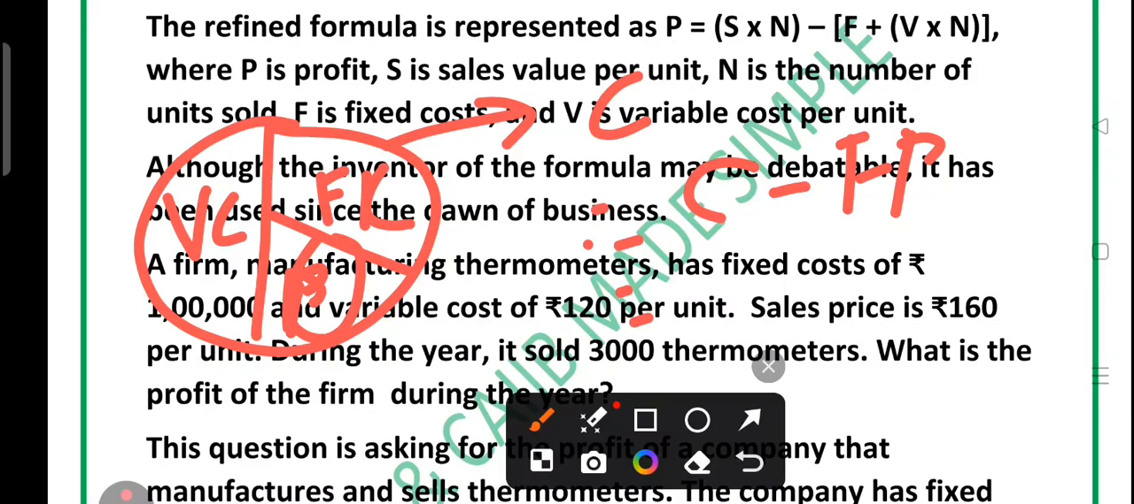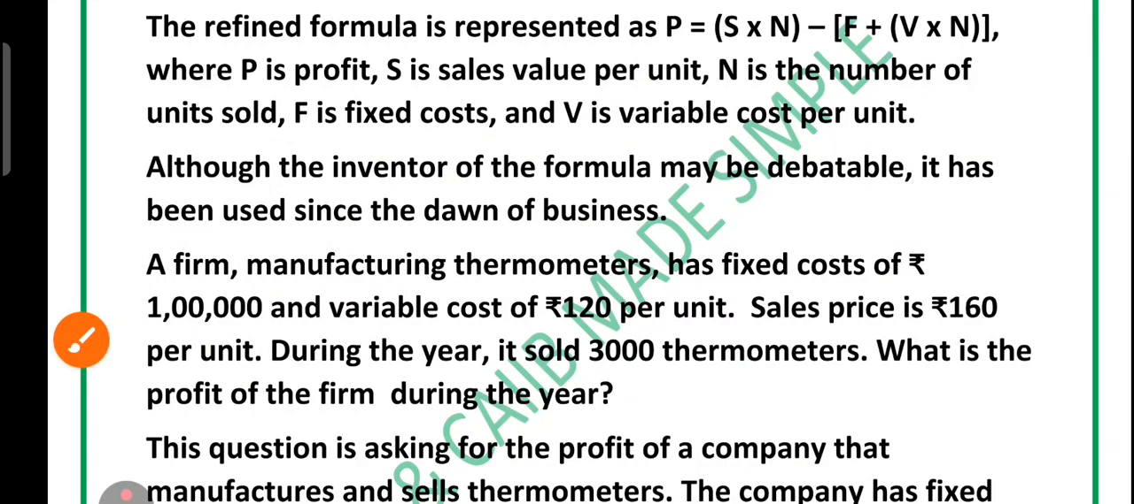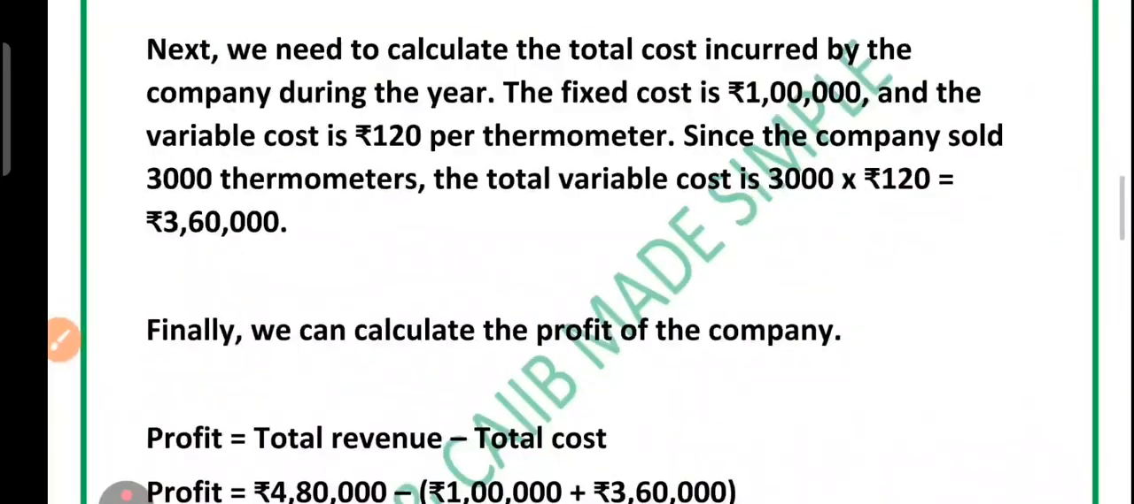From contribution, if you subtract the fixed cost, that would give you the profit. So what is the contribution? Contribution is what we just calculated, 1,20,000. So 1,20,000 minus 1 lakh will give us 20,000, which is the profit. So this is the way. So what does this 20,000 rupees tell us?